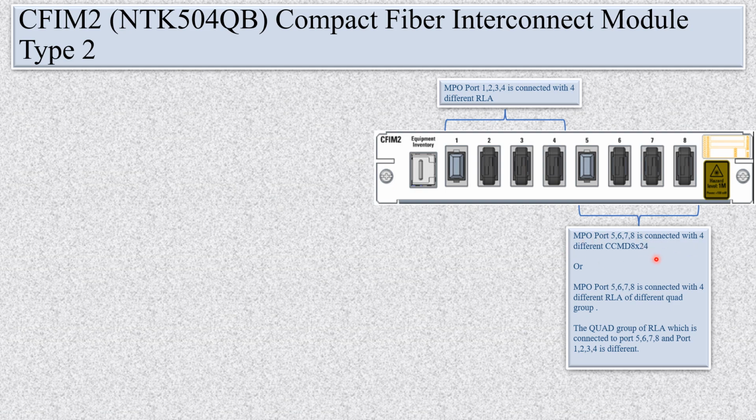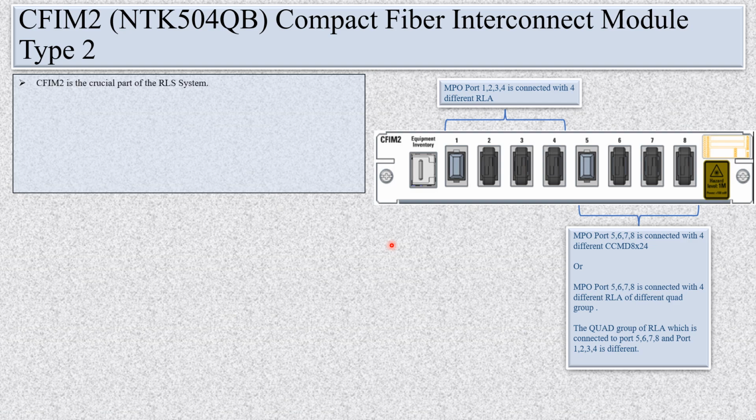Regarding the quad group of RLA which is connected to ports 5, 6, 7, 8: if we connect RLA to 5, 6, 7, 8 and 4 RLA to 1, 2, 3, 4, the quad group of RLA connected to ports 5, 6, 7, 8 is different from the quad group of RLAs used to connect 1, 2, 3, 4. So this is the rule.